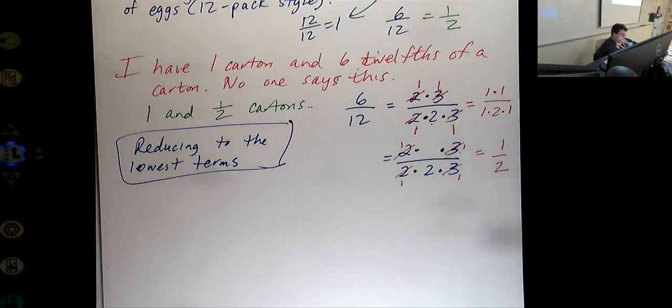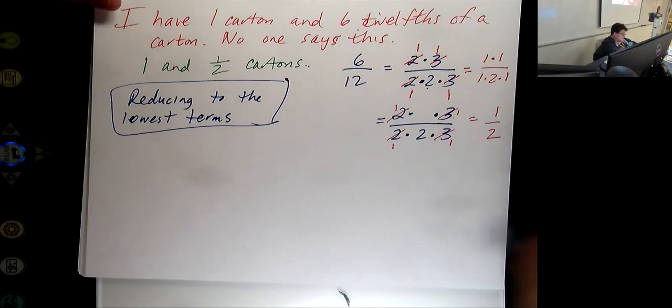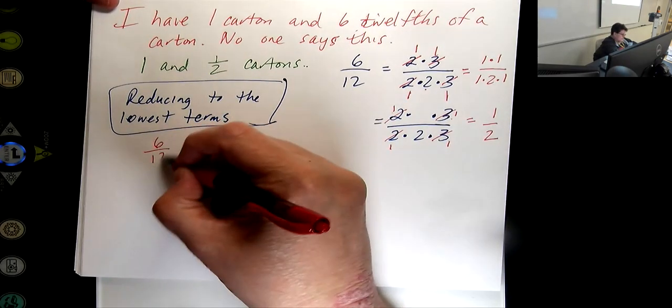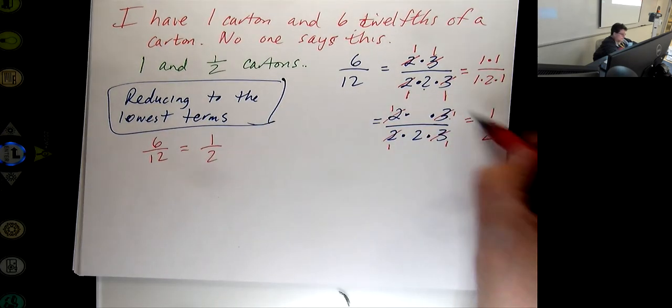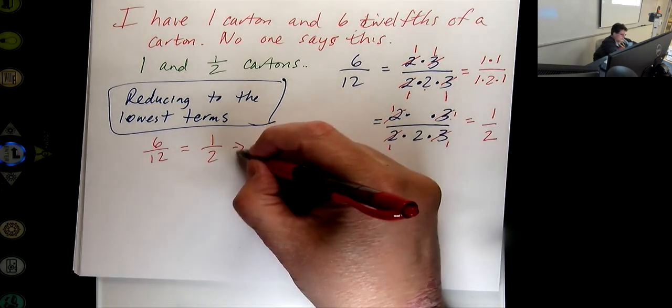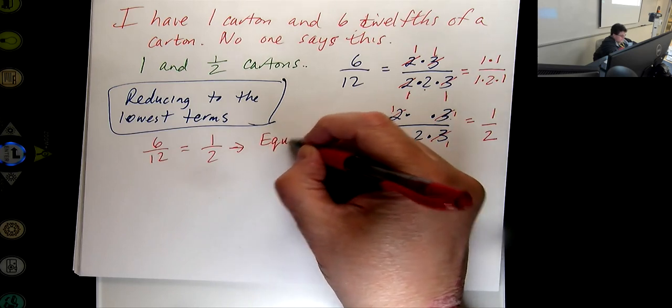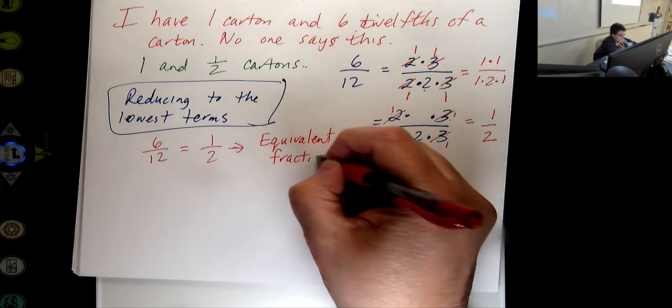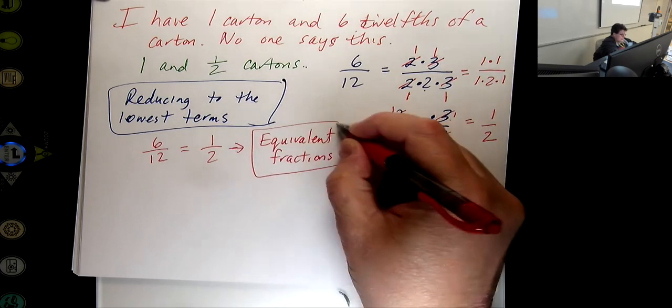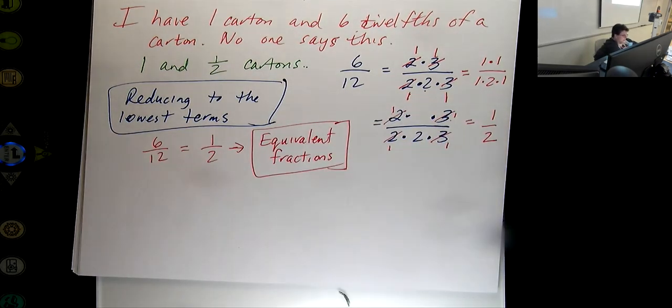Something else to note here, 6 over 12 and 1 over 2. We just showed that they equal each other. These are called equivalent fractions. I'm not going to use that word, but if the book says equivalent fractions, that's what they're talking about. What that simply means is you multiply 1/2 by 6 over 6 and you get the same fraction.